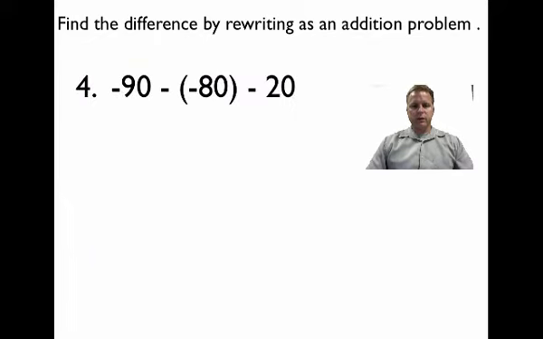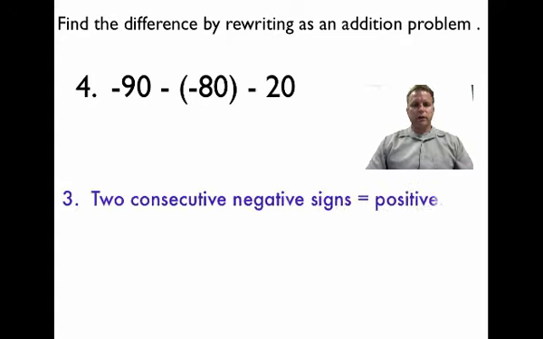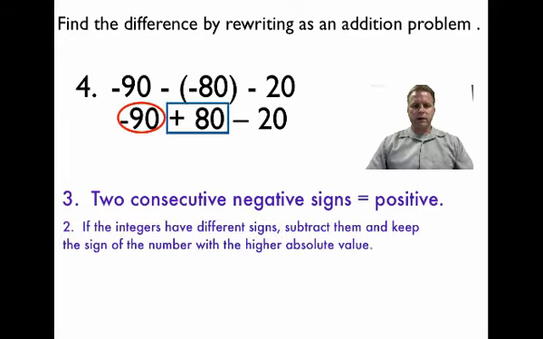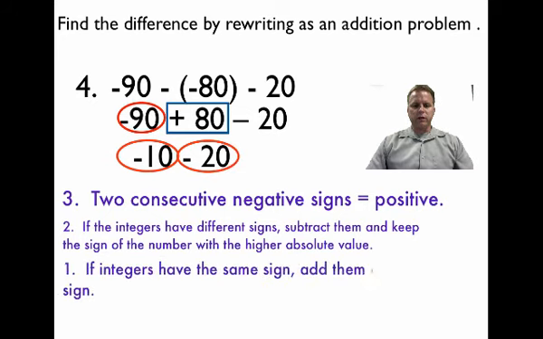This one's a little bit different, so take it one step at a time. First thing we're going to want to do is we have 2 consecutive negative signs, so that's going to equal a positive. So I'm going to rewrite that as -90 plus 80 minus 20. I'm going to ignore the minus 20 for a moment and deal with the -90 and the positive 80. So I have a red circle and a blue box, which gives me different signs. So I subtract, which is -10, and then I have a -20. So the signs are the same, so we add them together, and we end up with -30.